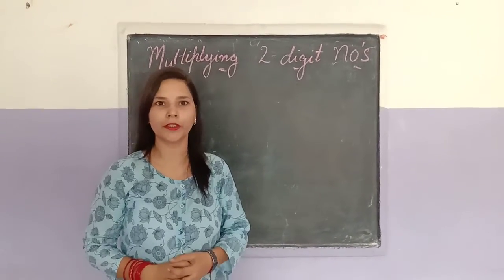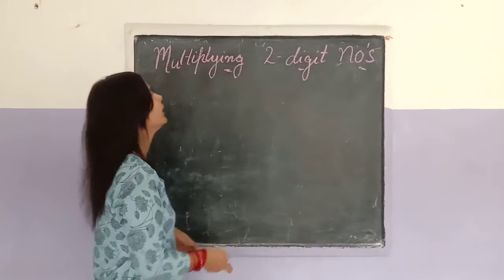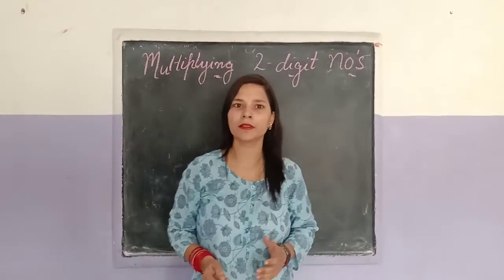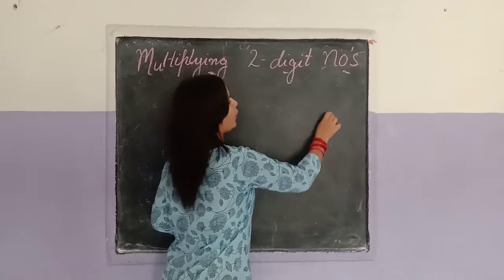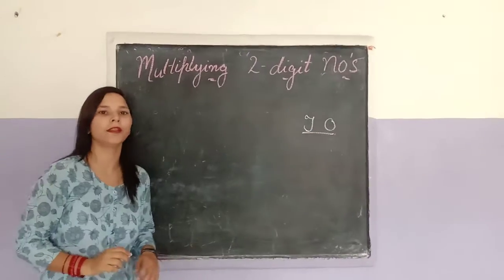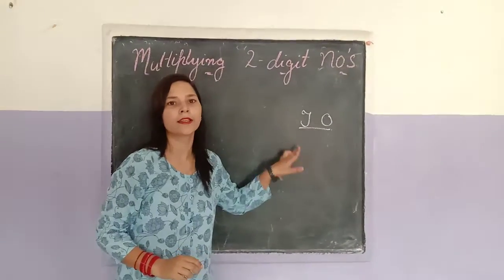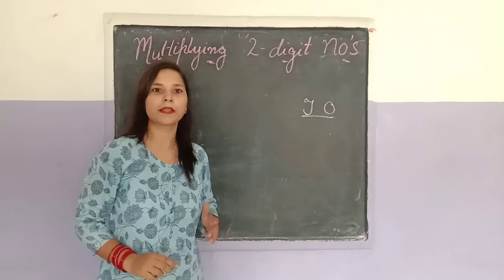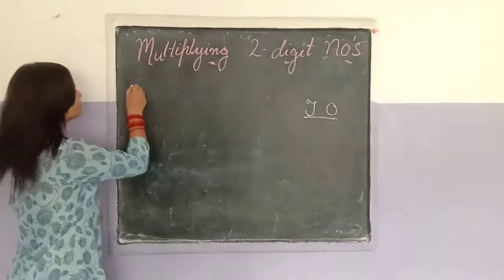Today in our maths tutorial, we will do the topic multiplying two-digit numbers. So what are two-digit numbers? Like if you are having ones and tens. These are the two-digit numbers, that is having ones and tens. So today we will do the multiplication of two-digit numbers. So let's start the multiplication with the help of an example.